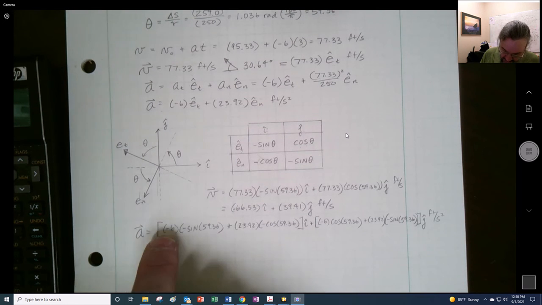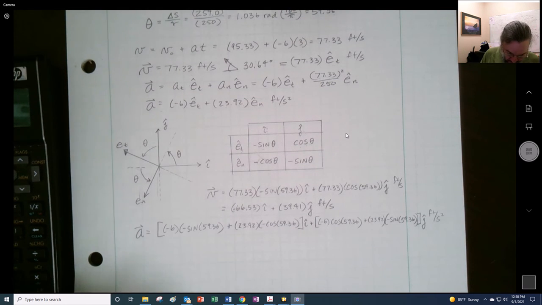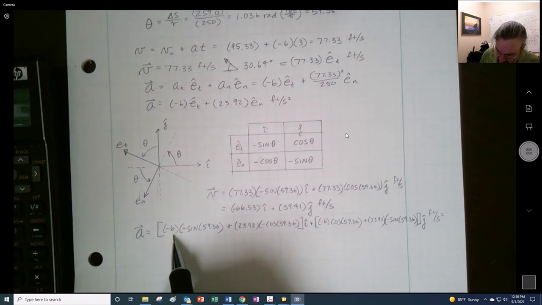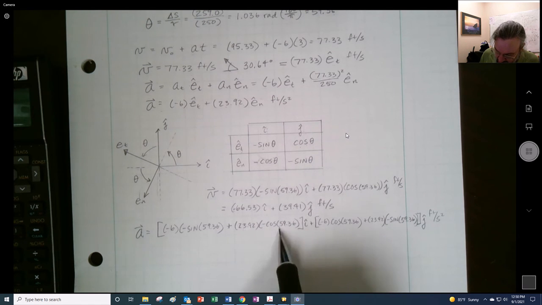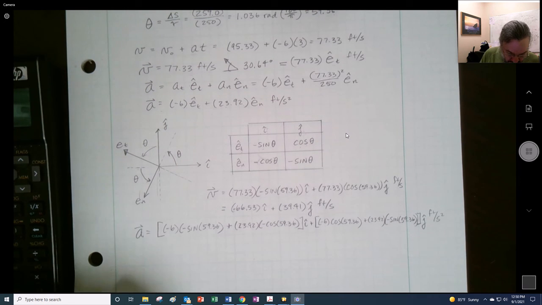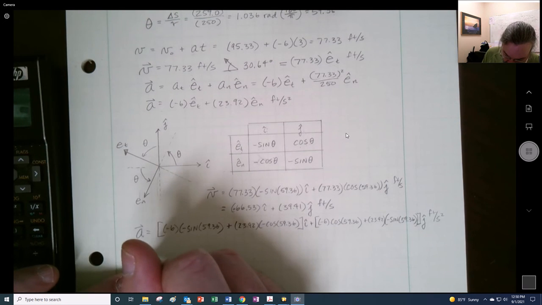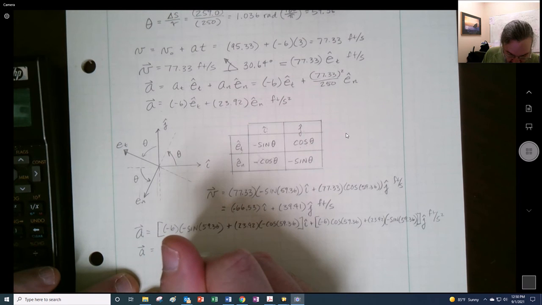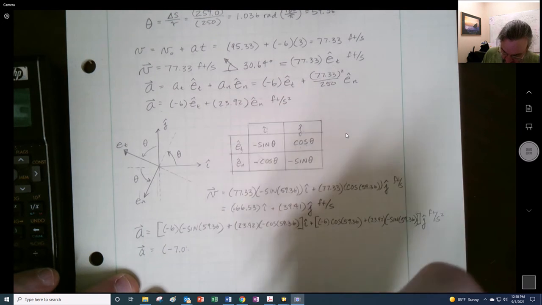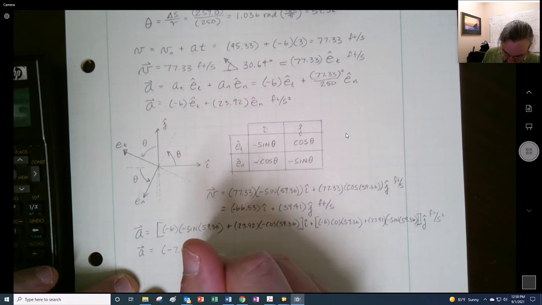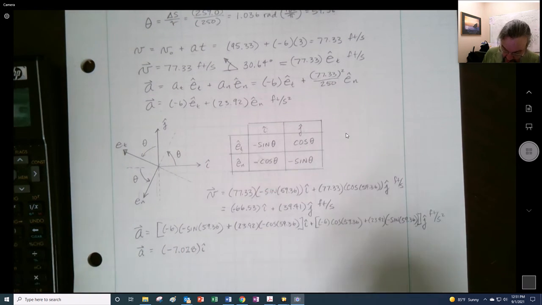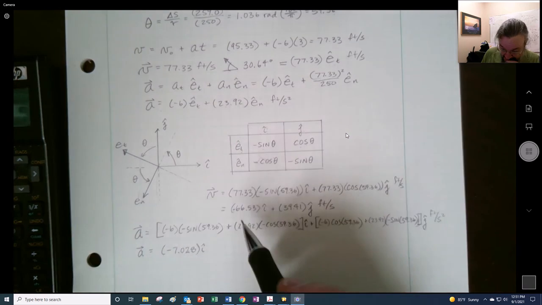So I'm going to take, this is a negative, so it's just going to be 6 times 59.36. Take the sine of that, multiply it, boom. So that's a positive number. But this is going to be a negative number, right? So we're going to take 23.92 and 59.36, take the cosine of it, multiply it. Now we're going to subtract that from there, so boom. So we get our acceleration is going to be a negative 7.028 I. All right, so it is accelerating in that direction.